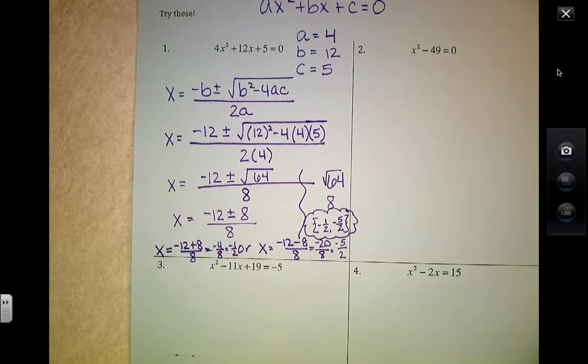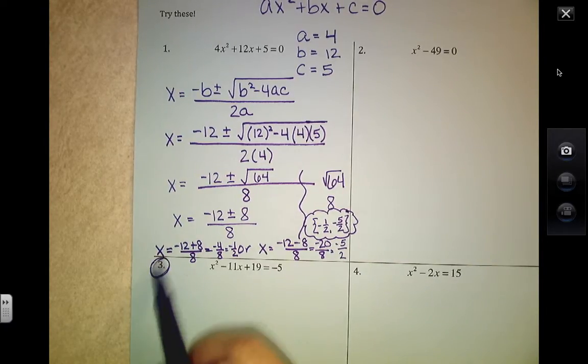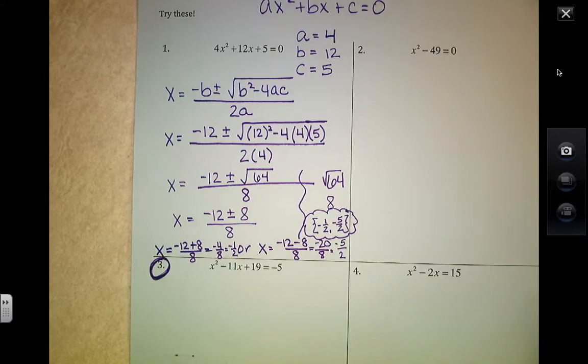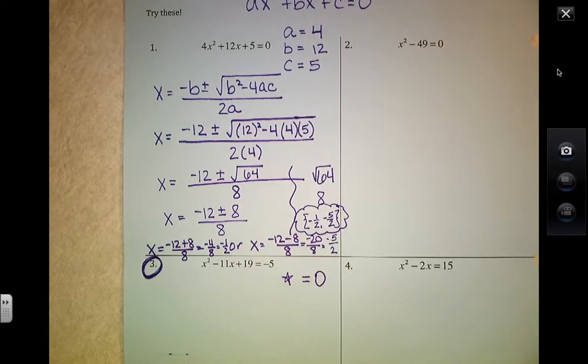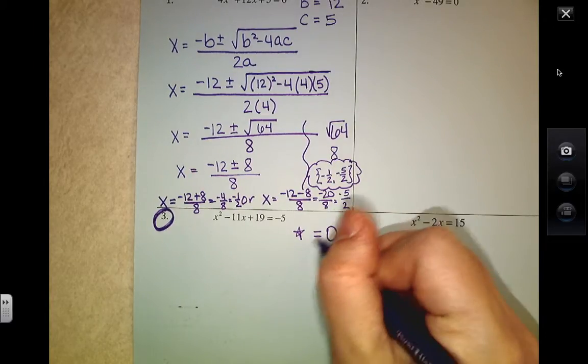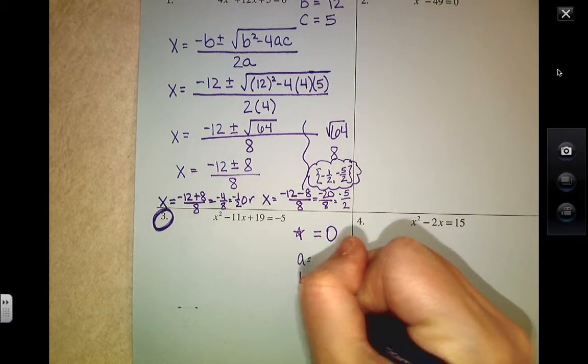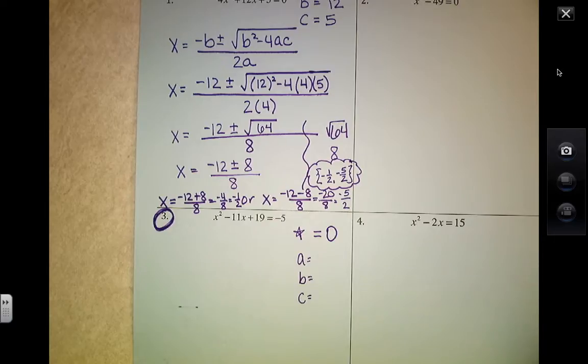Okay. So what I would like you to do is try number 3 and bring that to class with you and show me how you did. A little hint here, the first thing you have to do is get it equal to 0 before you start trying to find the values of a, b, and c. So get it equal to 0, figure out a, b, and c, and then start substituting into the quadratic formula and see how far you can get on your own. Okay, so a little task to try on your own.